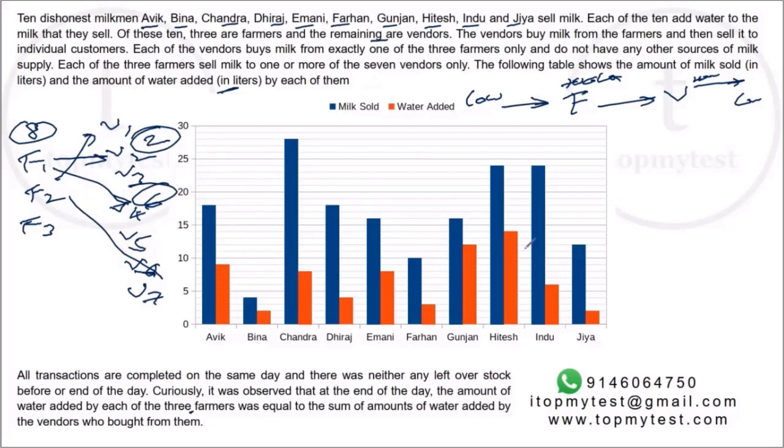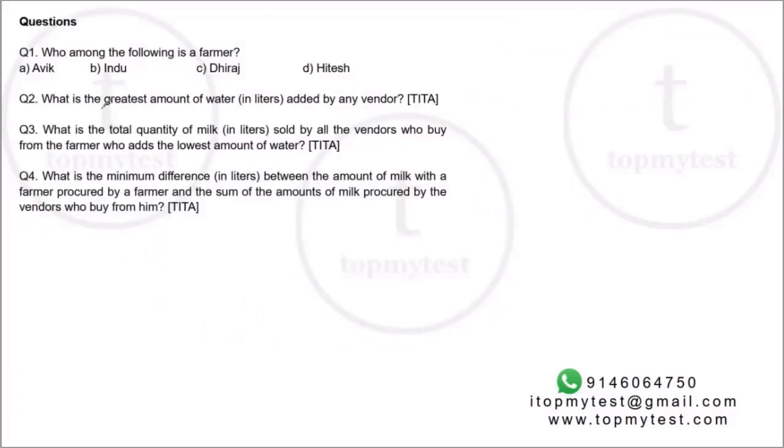So you need to identify, based on these transactions, who are the vendors and who are the farmers. And if you look at the questions, all of them are: who is a farmer, what is the greatest amount of water added, total quantity sold by all the vendors, and so on.